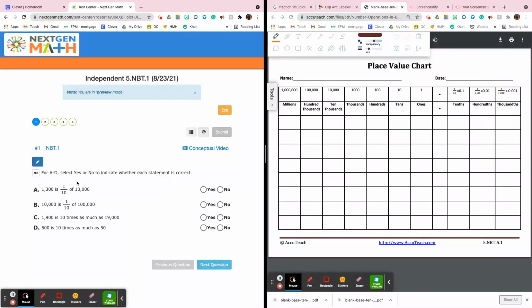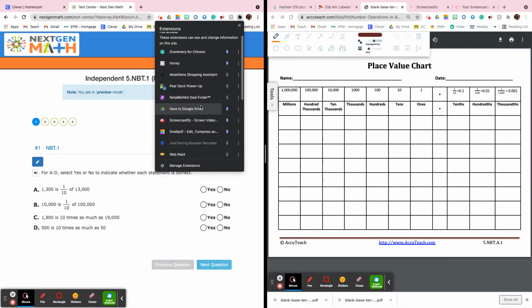I'm gonna go ahead and answer letters A, B, C, and D for the first question. You guys need to go ahead and answer questions 2, 3, 4, and 5 all by yourselves. So let's begin. For A through D, select yes or no to indicate whether each statement is correct.